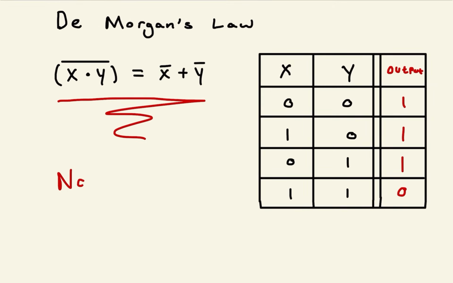I would like to leave one last remark before we finish up De Morgan's law. While De Morgan's law works for x times y complement, it also works for x plus y complement, in which case it returns x complement times y complement.